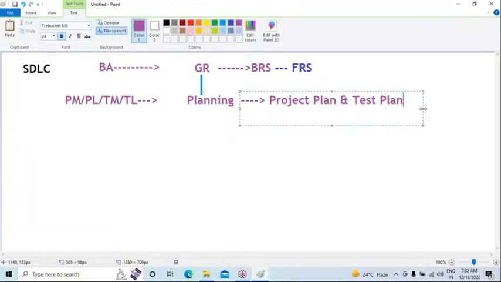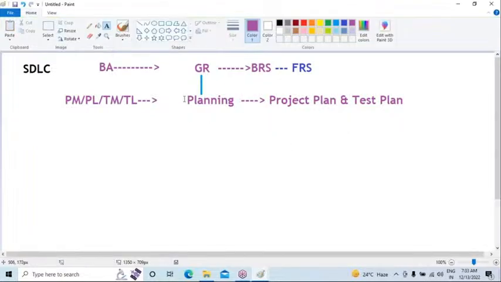Same as the test plan. Once the application is developed, we need to do the testing, right? For testing, how many testers do we require? When will we start the testing, and what resources are required? What tools are we using? Like that, we focus on every piece of information. So this is about the project plan and the test plan. This is the planning phase. We are preparing the plan. Once the planning is completed, we go to the design phase.